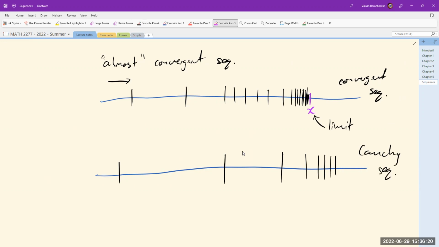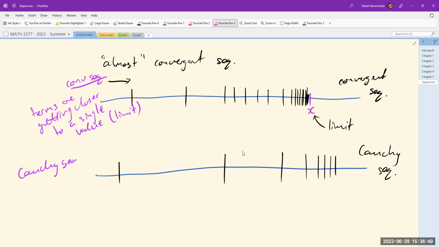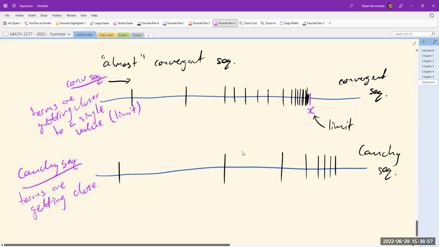So you need to think of it this way. A convergent sequence, terms, are getting closer to a single value. And that's what we call the limit. So this is for a convergent sequence. For a Cauchy sequence, the terms are getting closer, not to a single value, to each other.